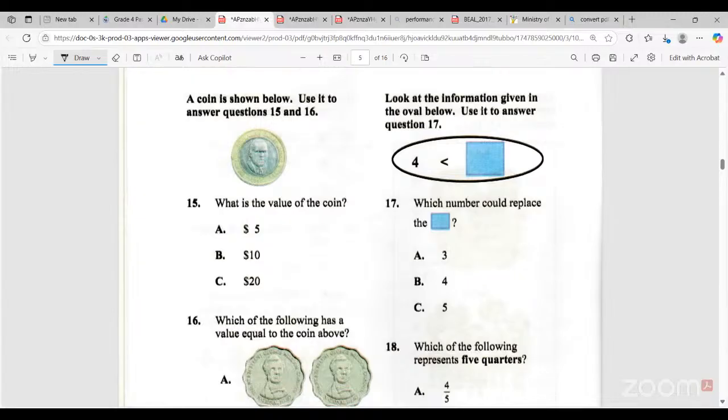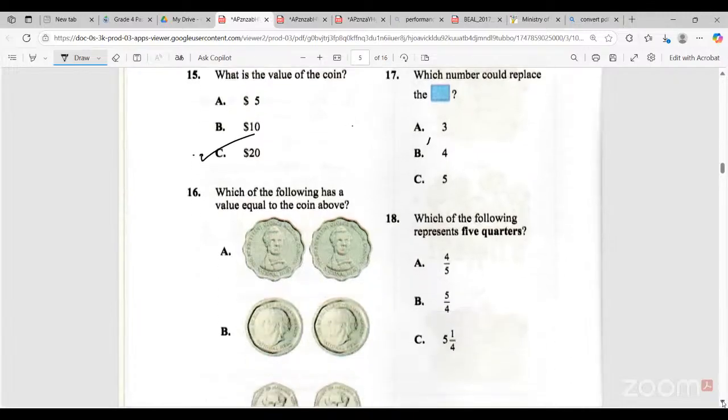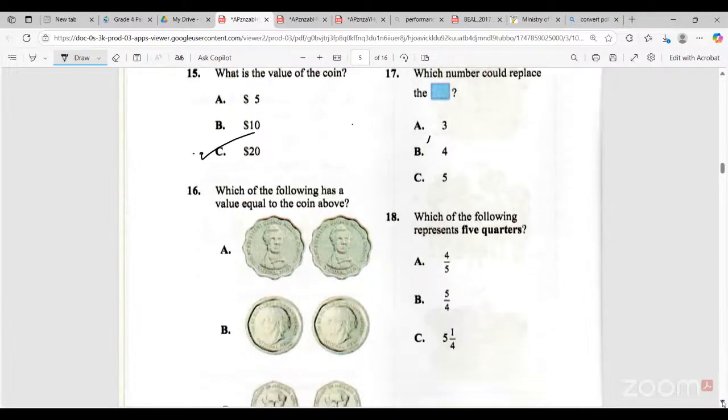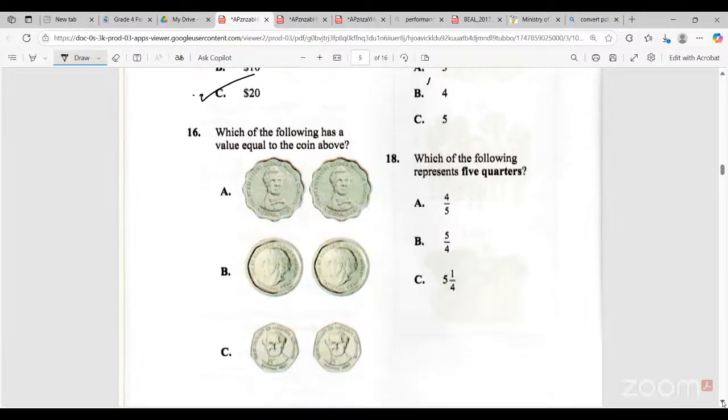All right, so this would be a $20 coin, right? So 15 would be C. Very good. All right, which of the following has the same value as the coin above? Is it A, B, or C?